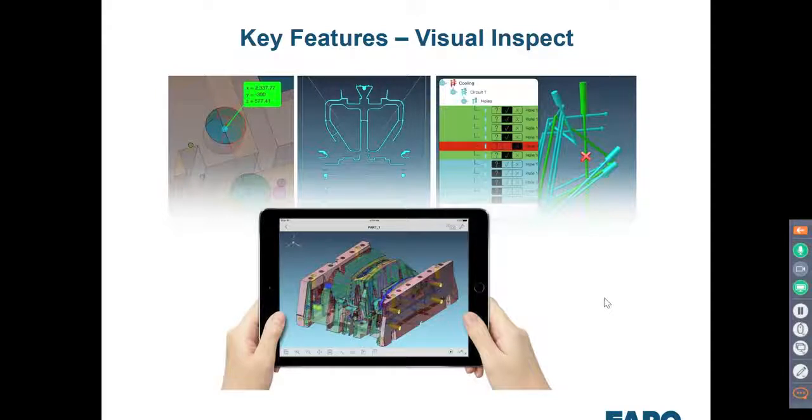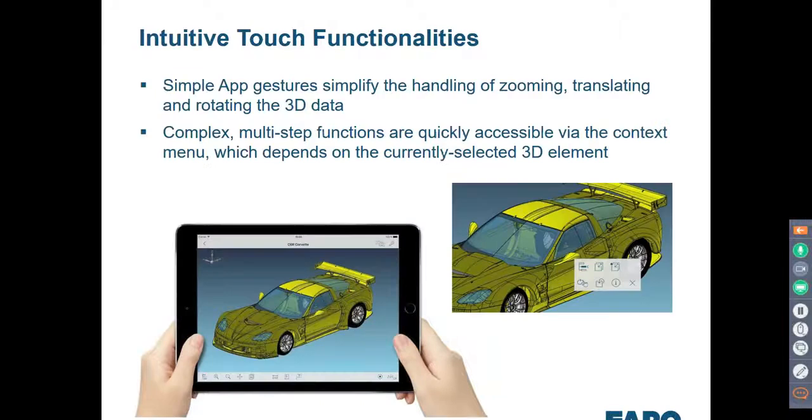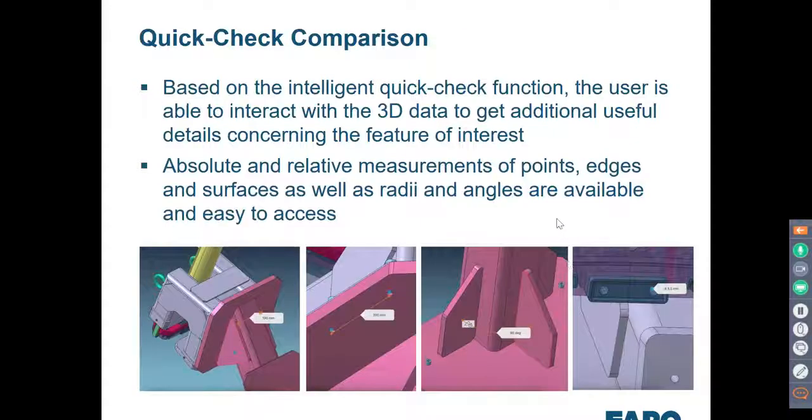Let's talk about some of the key features. So the iPad, first and foremost, is our facilitator, if you will, and it's very operator friendly and intuitive. Touch functionalities, very simple app gestures. You can zoom, you can translate, you can rotate 3D data. You can use that complex data to show different sections, and you can have 2D, 3D views. We have the quick check comparison capability, right?